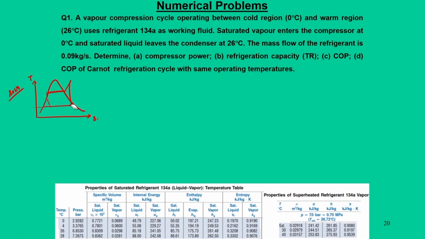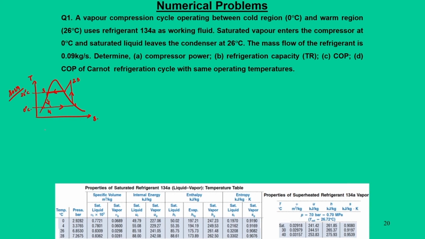So, we can locate the state points as 1, 2s, 3, 4. 1 to 2s is the compressor, 2s to 3 is the condenser, 3 to 4 is throttling, and 4 to 1 is the evaporator. Now, with the data that is given, if you draw this line, it is 0 degree centigrade for the evaporator and it is 26 degree centigrade for the condenser.